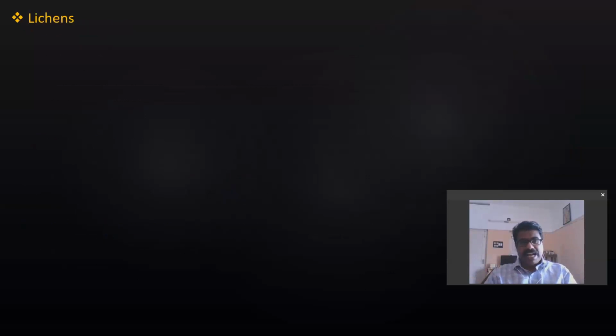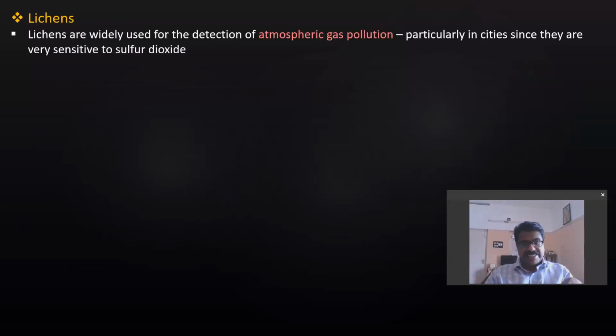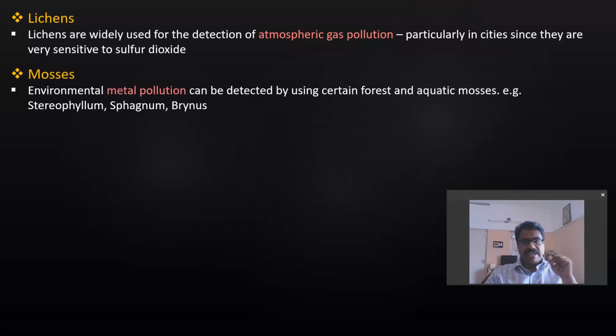Okay, and then coming to lichens, atmospheric gas pollution. For detecting atmospheric gas pollution, lichens can be used because they are very sensitive to sulfur dioxide. You know that sulfur dioxide is a very common atmospheric pollutant, and this can be detected by using lichens. And mosses also can be used for detecting environmental metal pollution. For example, Sphagnum, Hypnum, these are all mosses used for detecting metal pollution.